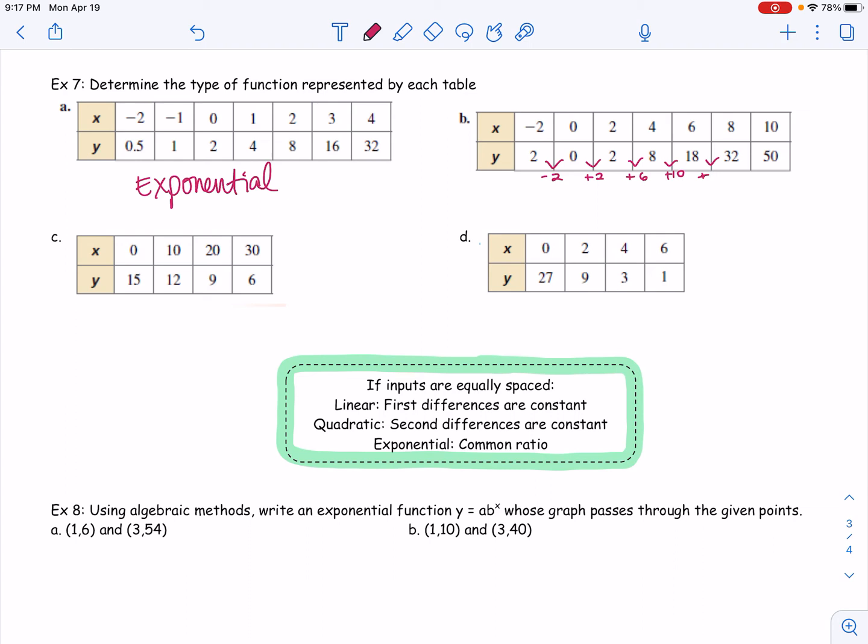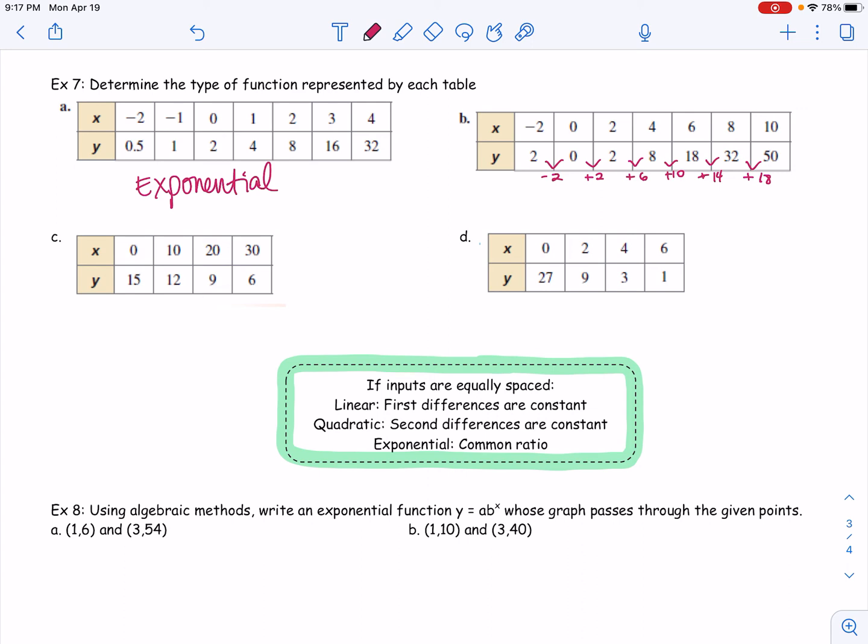18 to 32, here's my pregnant brain coming back. Is that 16? That would be 14, right? And then 32 to 50 would be +18. Okay. So those are obviously not constant. They are not the same. That was just the first difference. So this is not linear, and we already know it's not exponential.